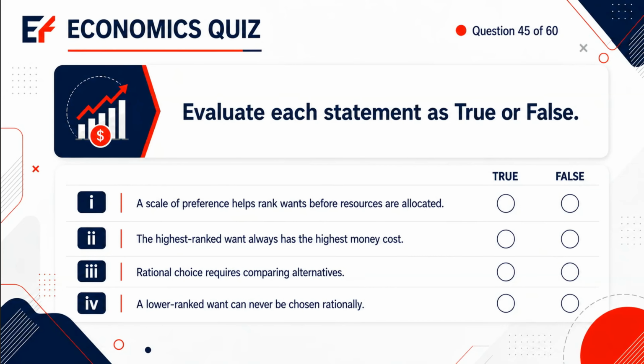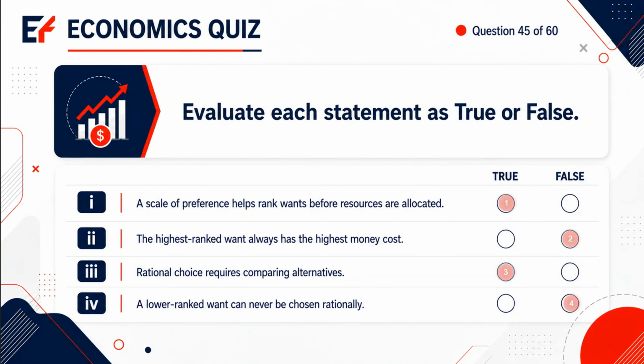Question 45. Evaluate each statement as true or false. A scale of preference helps rank wants before resources are allocated. The correct answer is true. The highest ranked want always has the highest money cost. The correct answer is false. Rational choice requires comparing alternatives. The correct answer is true. A lower ranked want can never be chosen rationally. The correct answer is false.